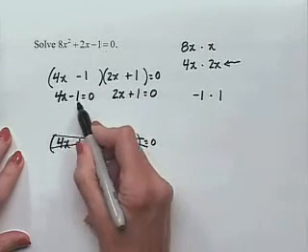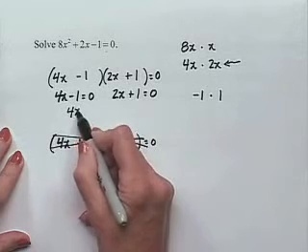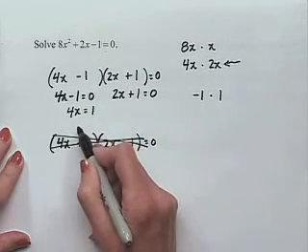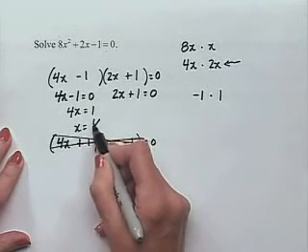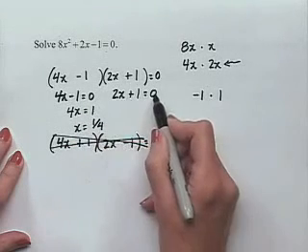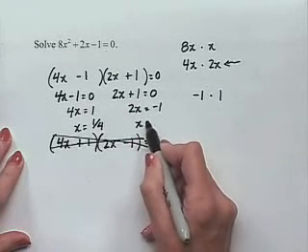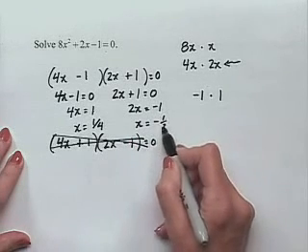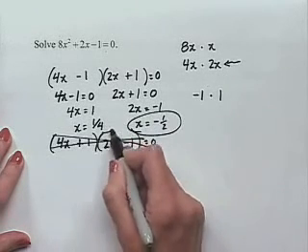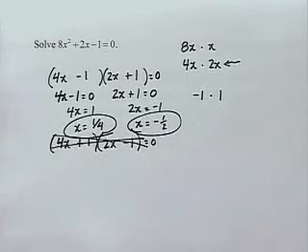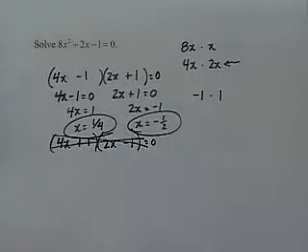Solving, we can add 1 to both sides to give us 4x equals 1. Divide by 4, x equals 1/4. In our second, we have 2x equals negative 1. Dividing by 2 gives us x equals negative 1/2. So our solutions are positive 1/4 and negative 1/2.